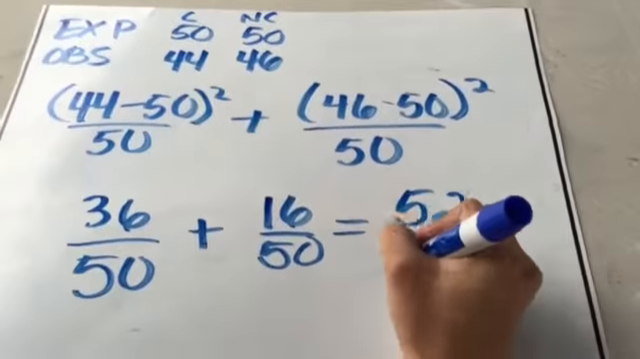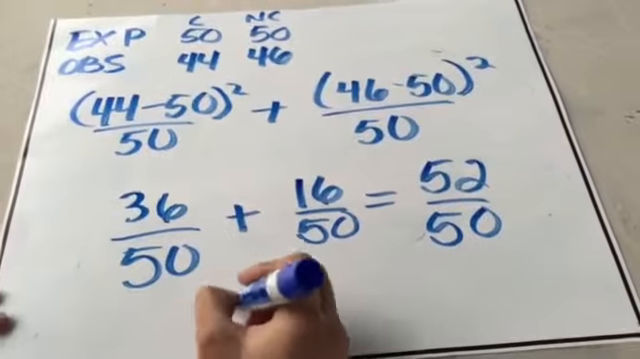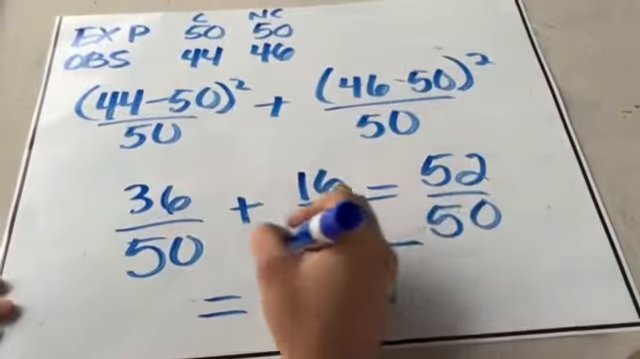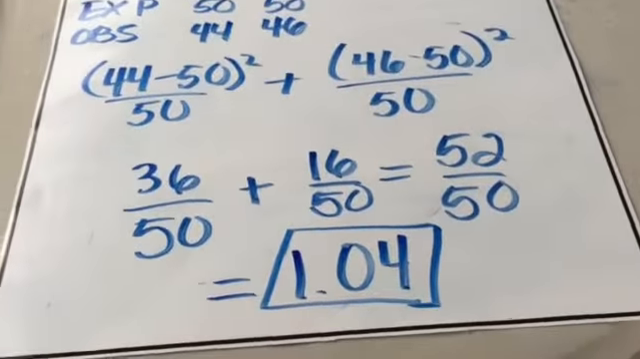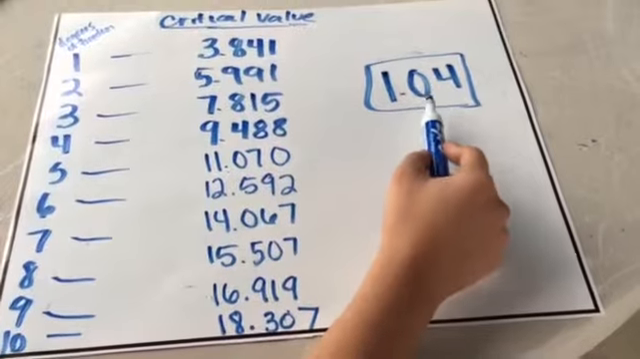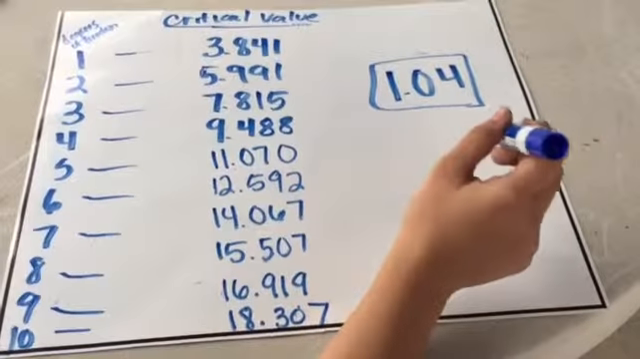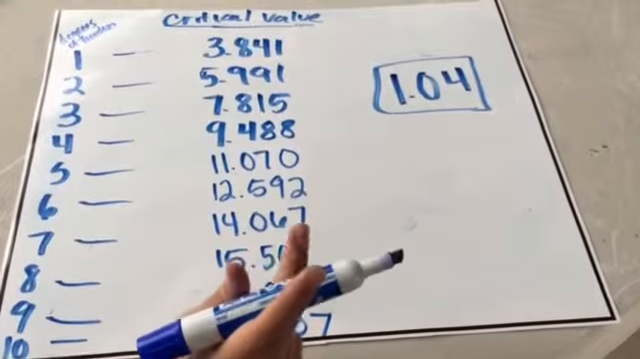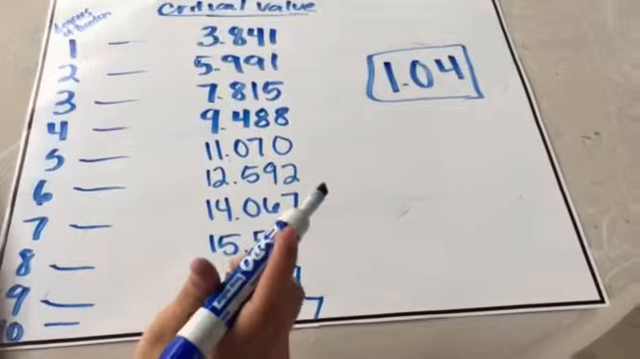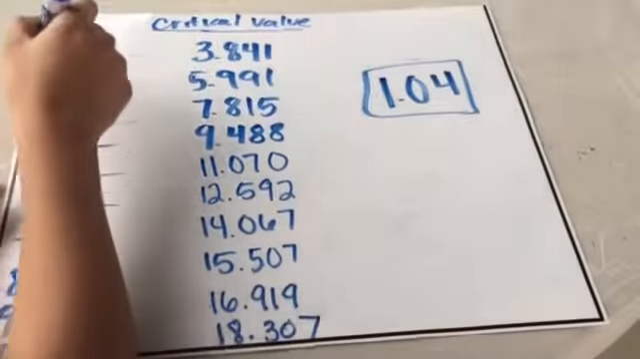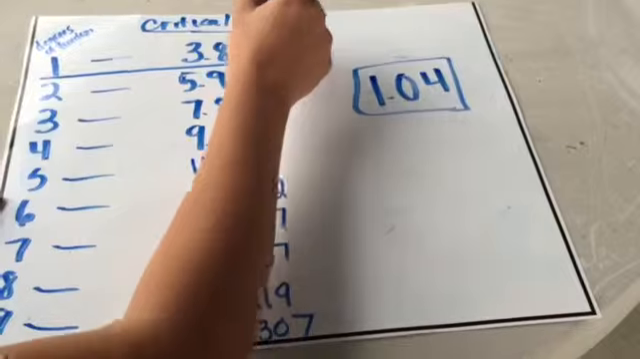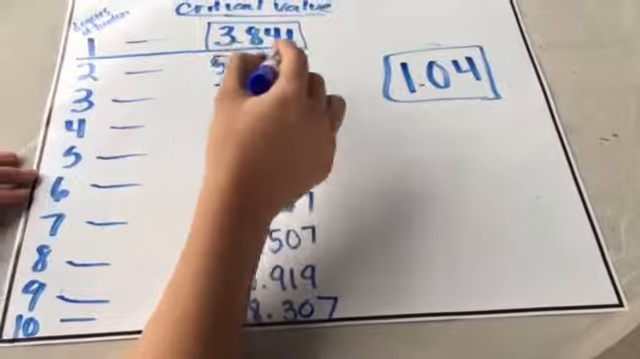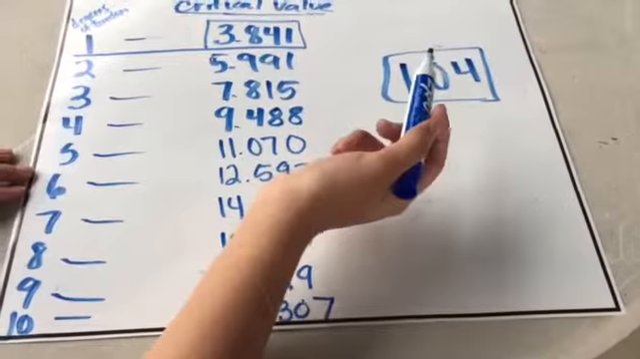52 over 50, and then your value is 1.04. 1.04 was our overall sum for our chi-square test. So we used 2 degrees of freedom, which was our colored and our non-colored babies, which is 2 minus 1, meaning we'll be using this critical value. So 1.04 is less than 3.841, so that means our chi-square test was correct.